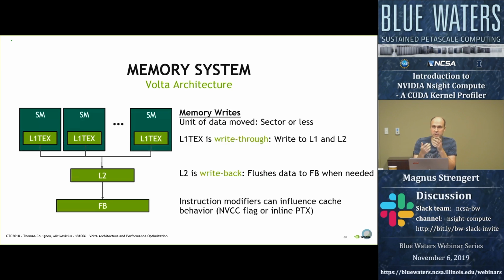And for the writes, it's fairly similar. For the writes, it's technically sectors. Sometimes it can be less because there are partial writes, but it's easiest to think about it in sectors. L1 is write-through, so it writes to L1, keeps the data there, and informs L2 about it. L2 is write-back, so it flushes the data back to FB when needed. And there are a lot of modifiers that allow you to influence the behavior of those caches.